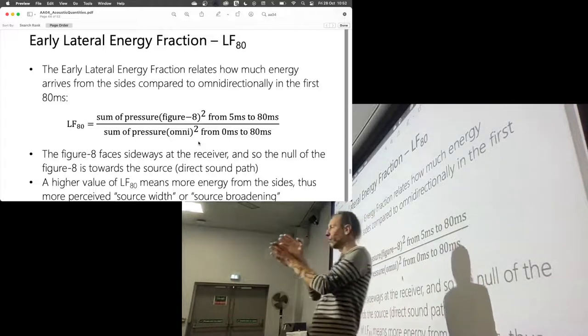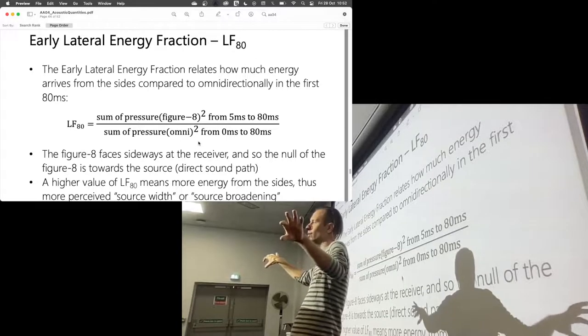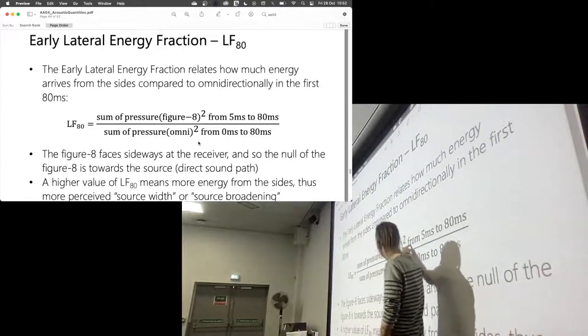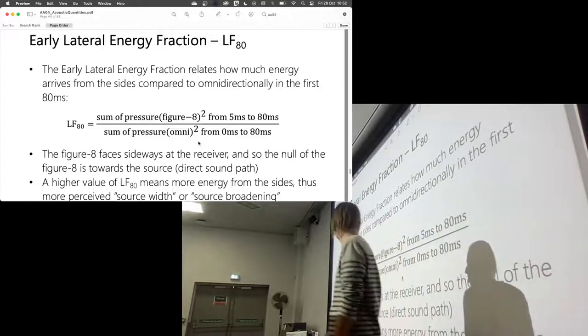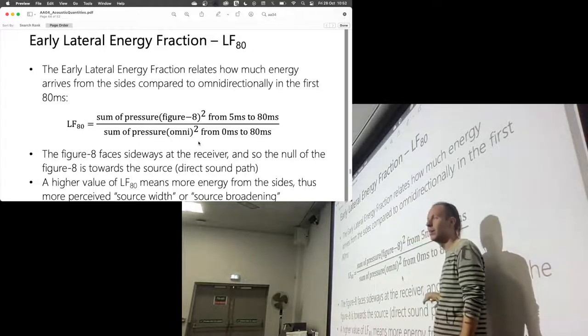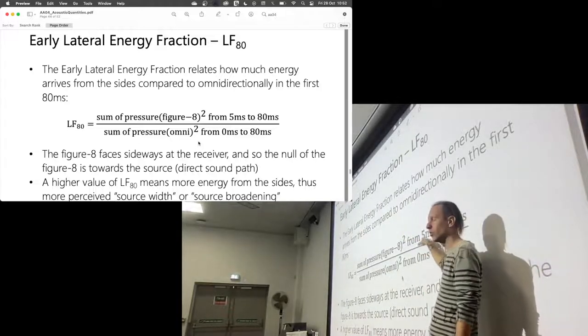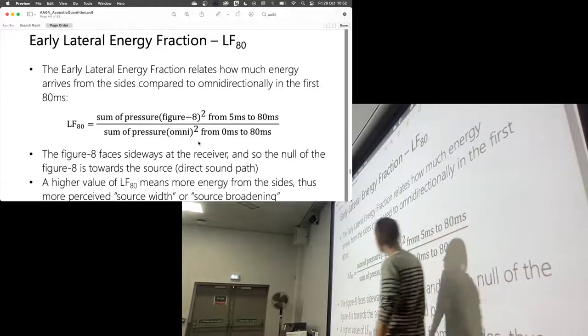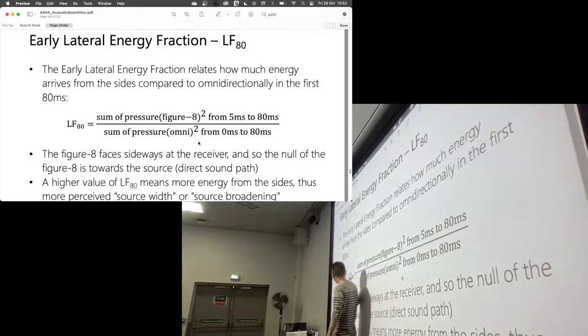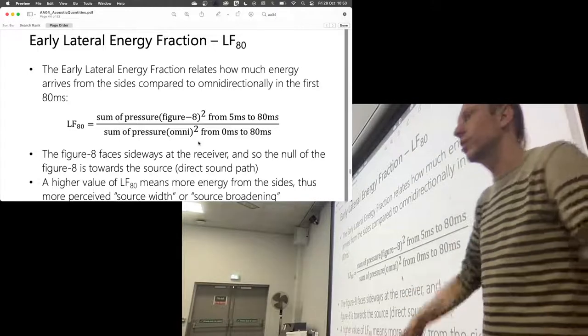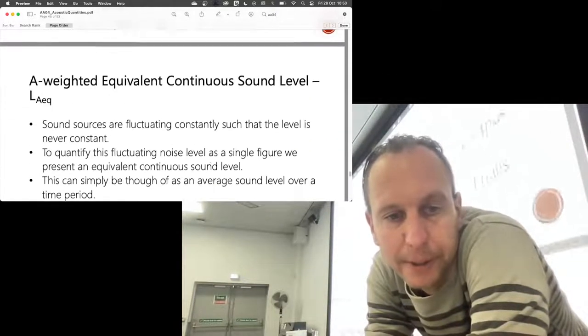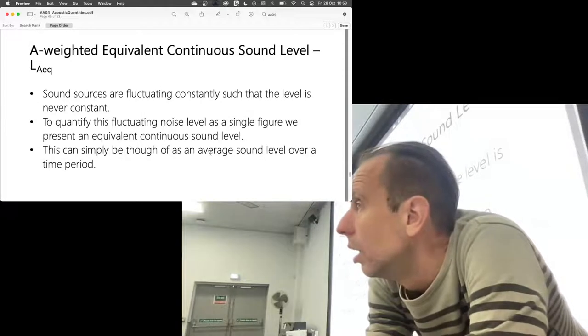So if you have a figure of eight microphone, you place it such that it captures the sideways, right? Then you can measure the sum of pressure between 5 and 80 milliseconds sideways, and then you measure the sum of pressure omni, and then you see what is the ratio of lateral reflections to all the rest. This is what we call early lateral energy fraction, or room envelopment maybe. If you have more sideways reflections, you will get a lusher sound, you will be more enveloped by it. Okay, and do that measurement twice to be most accurate.